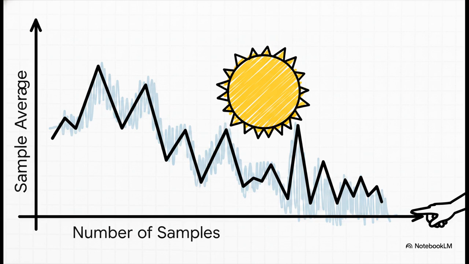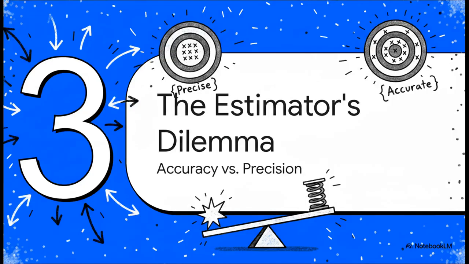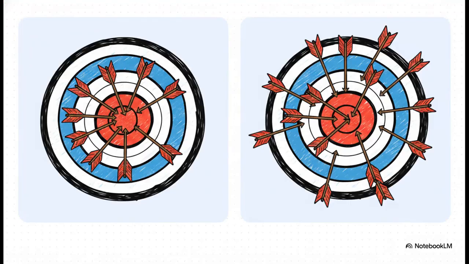So if the average is broken, what are we supposed to do? Well, this brings us to a fundamental challenge for anyone working with data, the constant tug of war between accuracy and precision. The easiest way to think about this is with an archery target. Bias is all about accuracy. Are your arrows consistently hitting the top left of the target instead of the bullseye? That's bias. Variance, on the other hand, is about precision. Are your arrows just scattered all over the board?